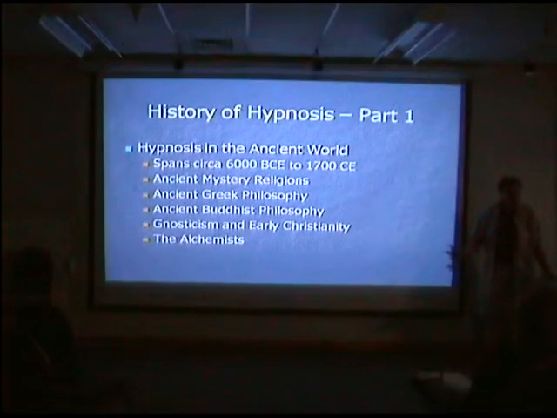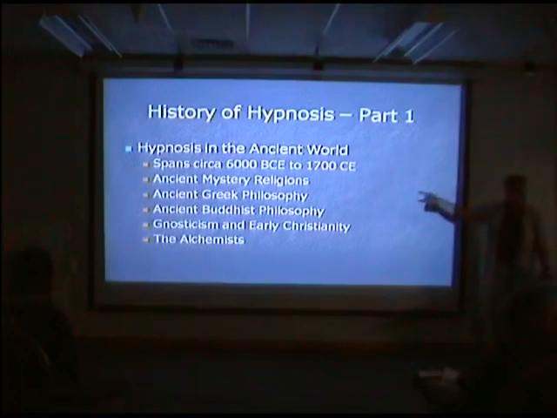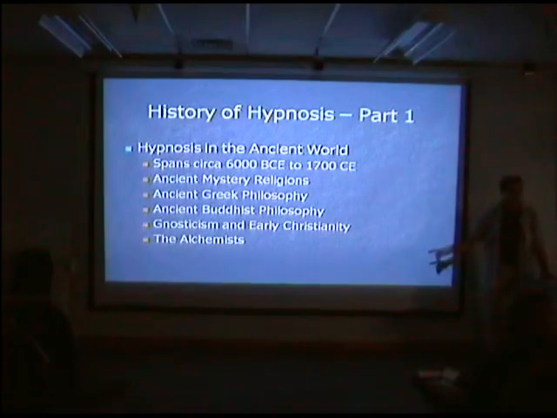However, back in the 80s, the scholarly world got together and said they wanted to do this instead. So since a lot of the books that you'll be looking at, if you decide to look at them, use this particular convention, that's what we'll use. So BCE is BC and CE is AD. We'll take a look at the ancient mystery religions, ancient Greek philosophy, ancient Buddhist philosophy, Gnosticism, and early Christianity, and then the alchemists. So we'll just take a brief overview of their application of hypnosis to their particular field.